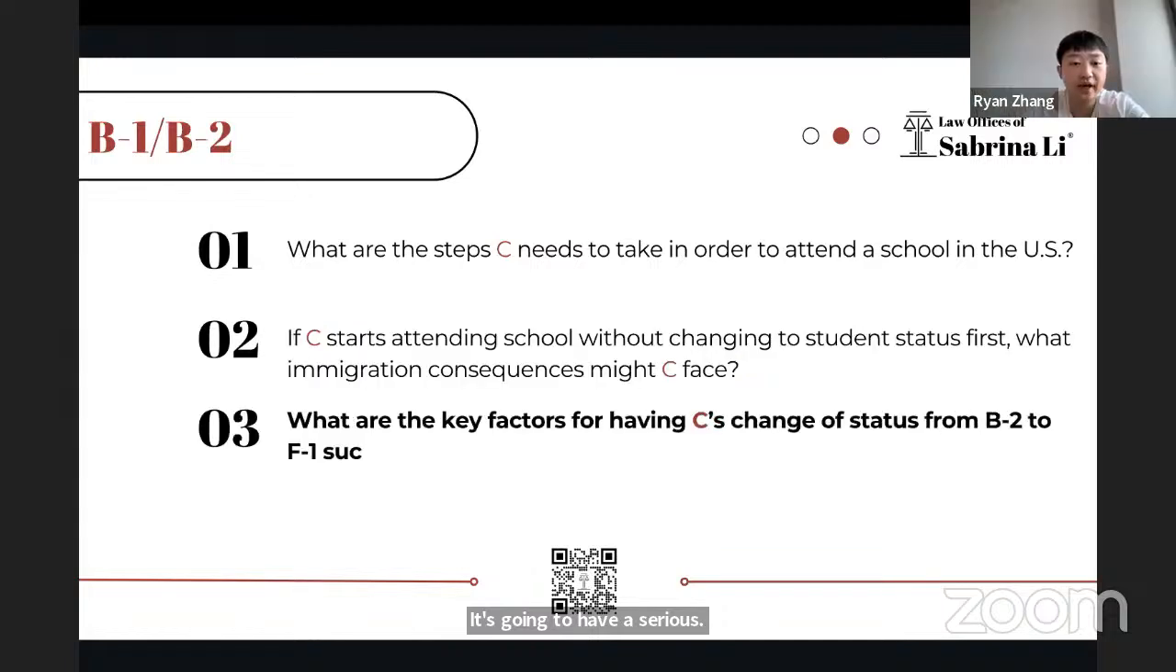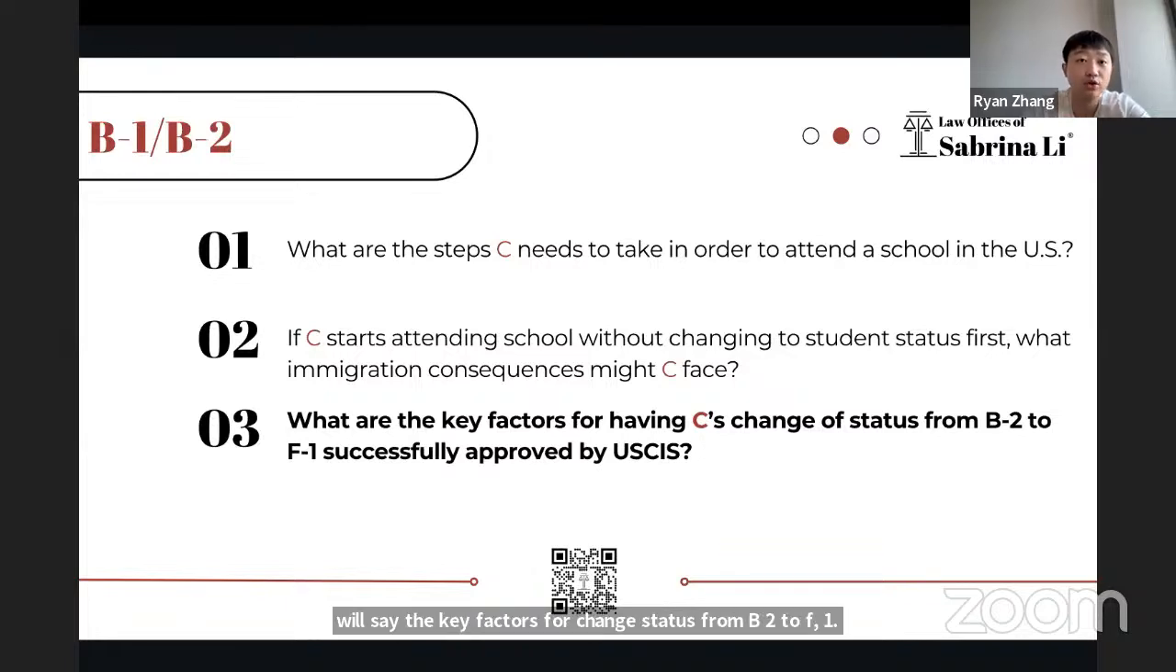Absolutely. Thank you for that. And my next question, so what are, I would say, the key factors for changing your status from B2 to F1 in order to get approved? What should people watch out for?